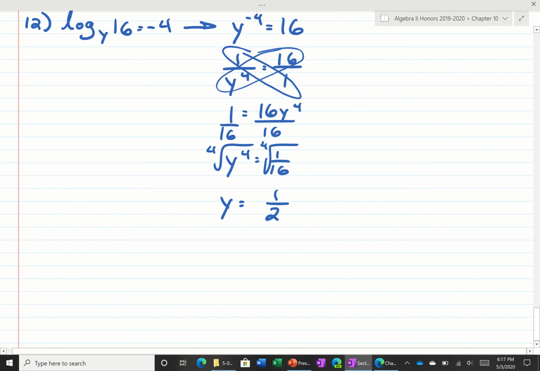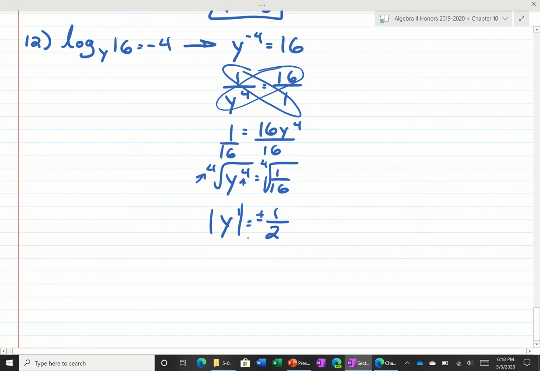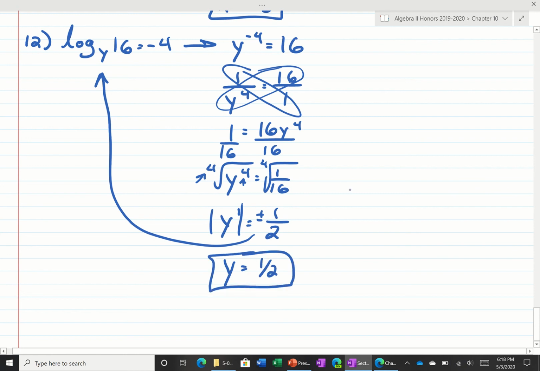Now, some of the more skilled students that are watching this, the better memory students, recognize that you have an even root of an odd power, so you do need plus or minus. That turns into absolute value. But remember what we said, the base can't have a negative base. That's why the answer is just positive 1/2. Remember the property. Anytime you take an even root of anything to an even power and you get an odd exponent, you need absolute value. Right? So that's been coming up all year.